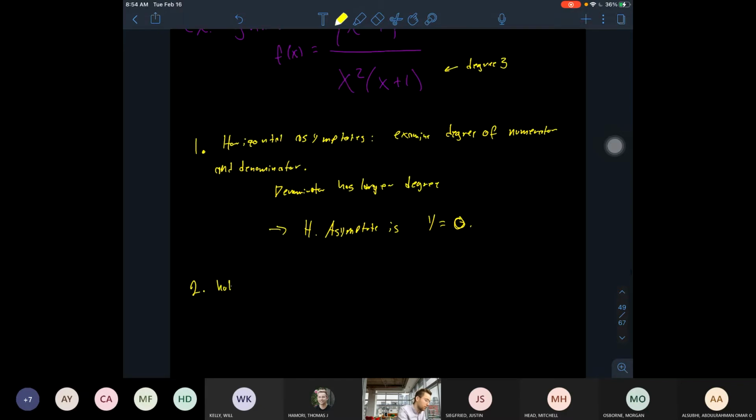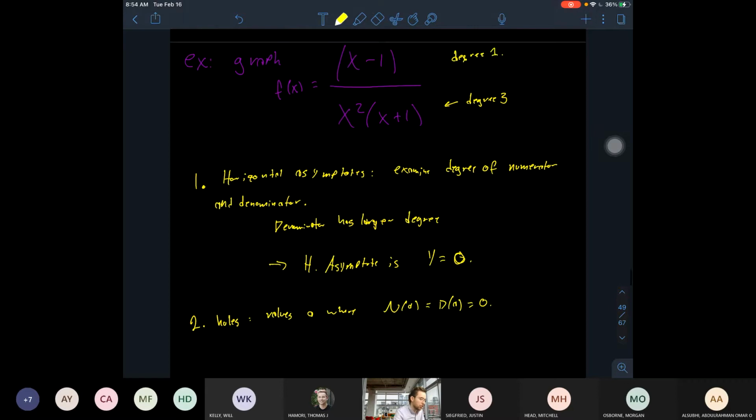Okay, so second, let's check for holes. That's places where n of x, that's values a, I guess, where n of a is equal to d of a is equal to 0. Okay, the numerator and the denominator are both 0. So let's check. Are there any values which we could plug into the numerator which will make it 0? Yeah, sure, we could plug in 1. If we plug in 1, then the numerator will be 0. If we plug in 1 to the denominator, we'd get 1 squared times 2. So the denominator is not going to be 0 when the numerator is 0.